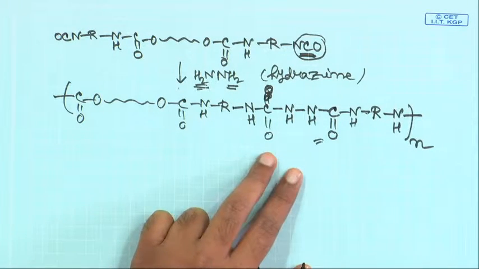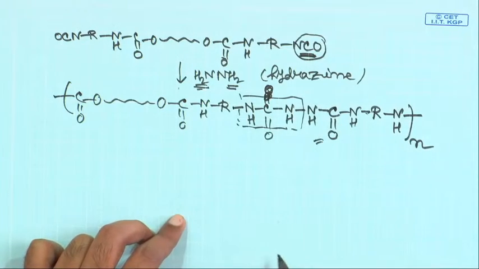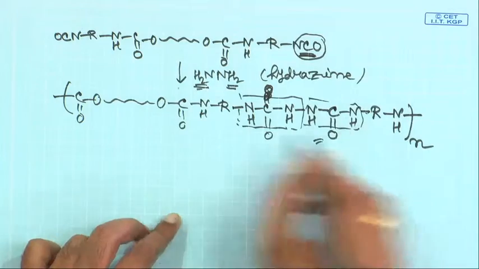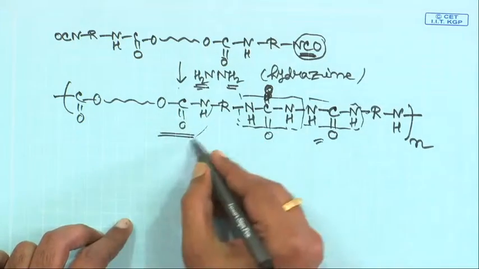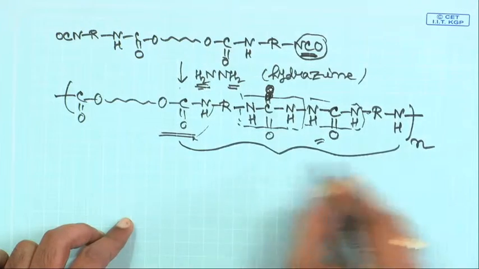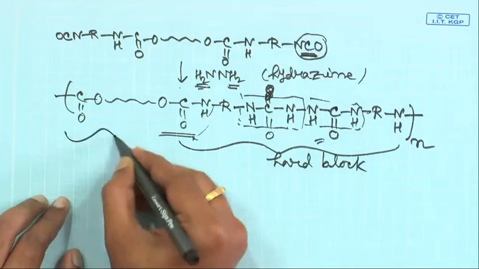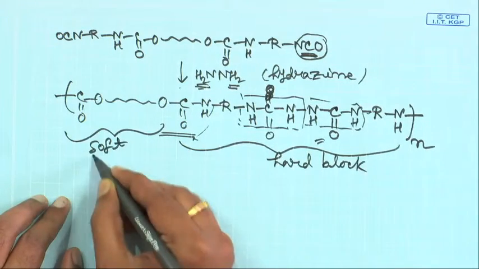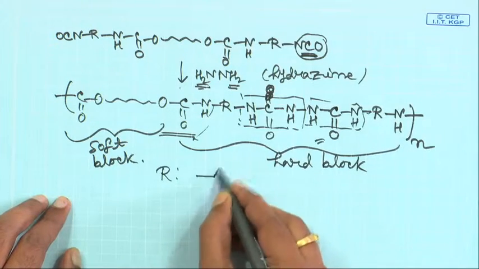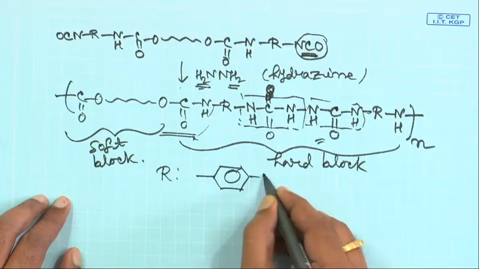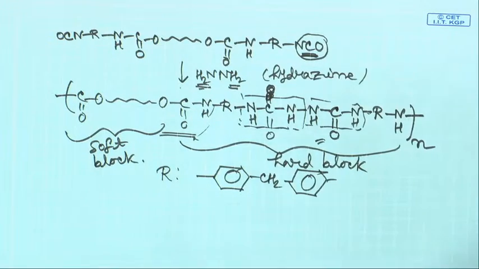So, basically what you will have here then is your urea linkage, and you will have the urea linkage here, and you have the urethane linkage here. So, this is your hard block, and this is your soft block, all right, and your R is this. In this case, this is methylene diphenyl diisocyanate that you are reacting.